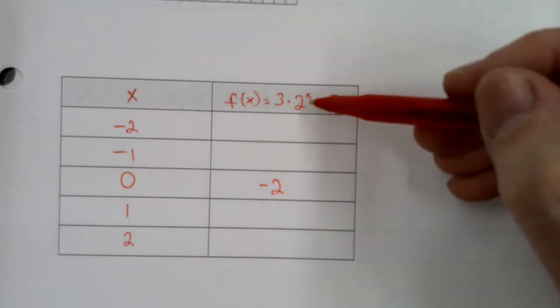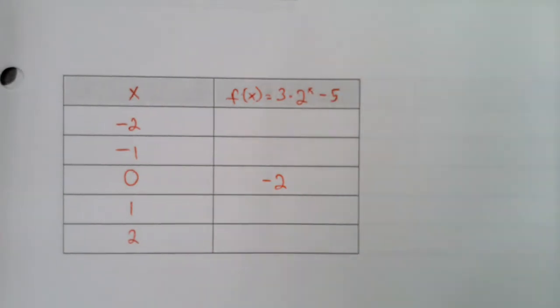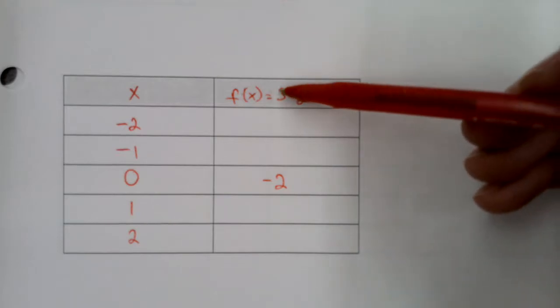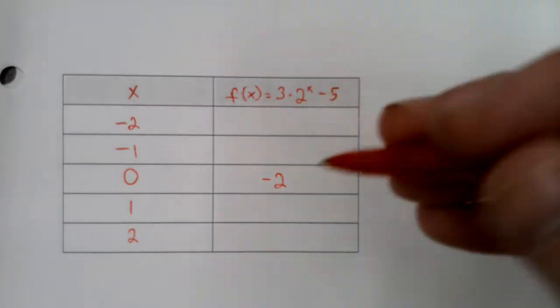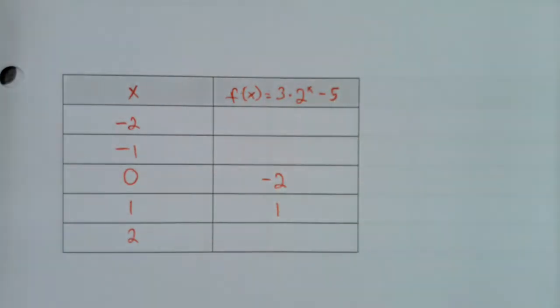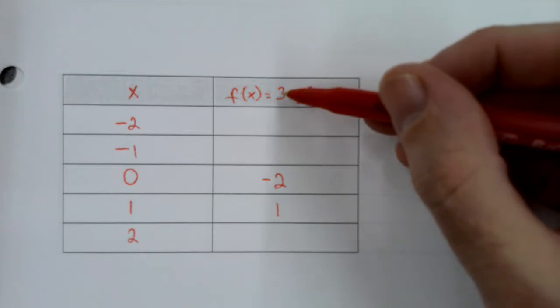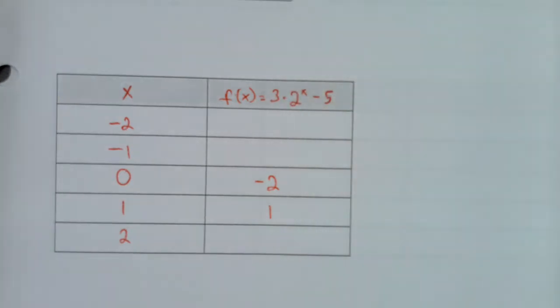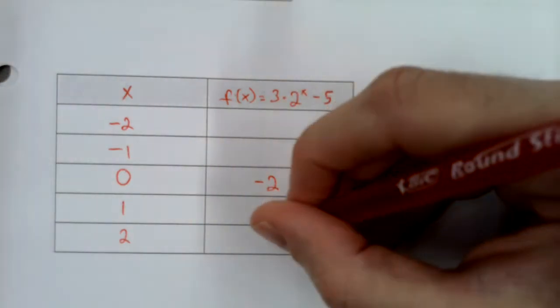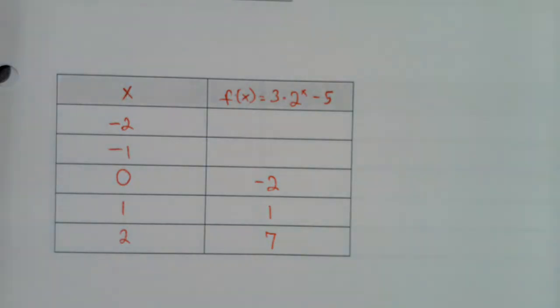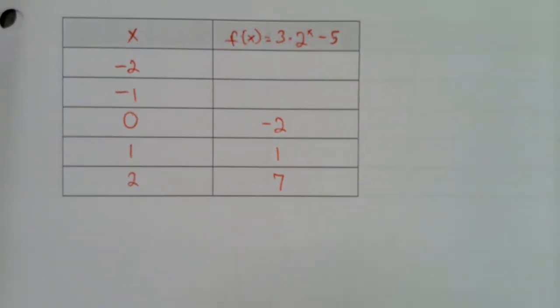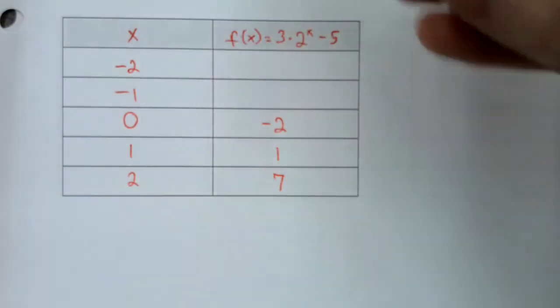When x is 1, 2 to the first power is 2. 3 times 2 is 6. Minus 5 equals 1. When x is 2, 2 squared is 4. Times 3 is 12. Minus 5 is 7. All right, now let's focus on this one. When x is -1. Well, actually, let's do -2 first. Why not? I'll do that below.